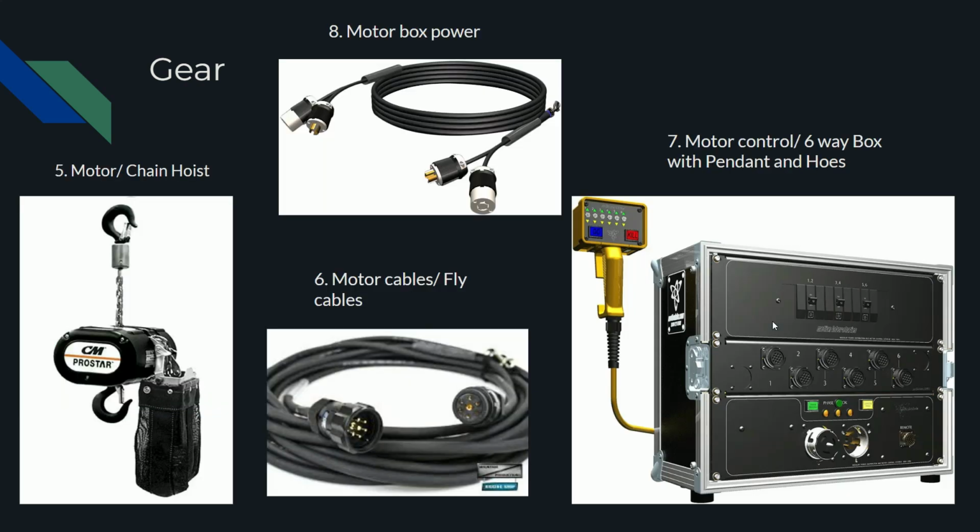Okay, the fifth item on our list is a motor or an electric chain hoist. This is the big daddy of entertainment rigging.